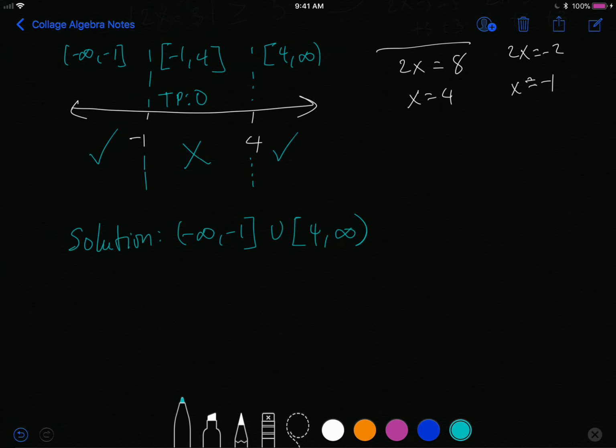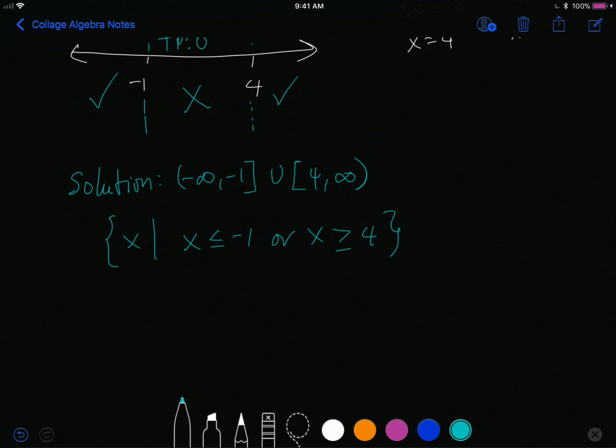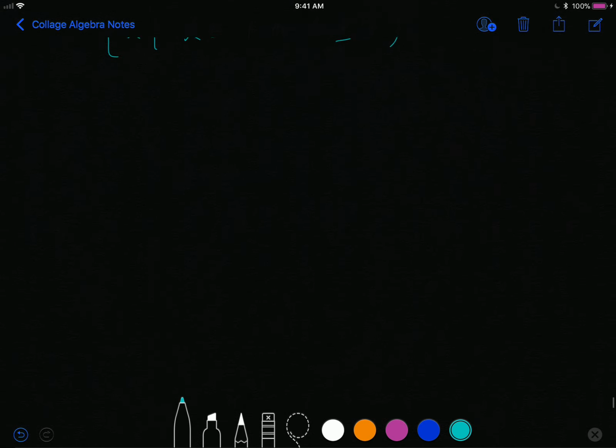If I want to write that in set notation, that will be x such that x is less than or equal to negative 1, or x is greater than or equal to 4. And that will be my answer. Now, other than this right here, there is just one key thing you need to remember, and that is how to solve this problem right here.